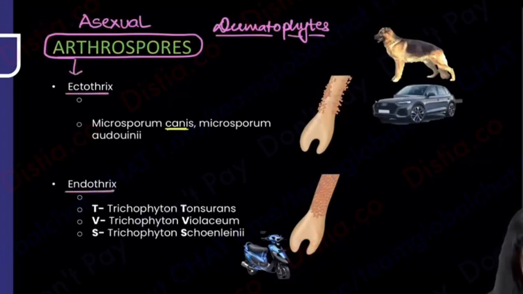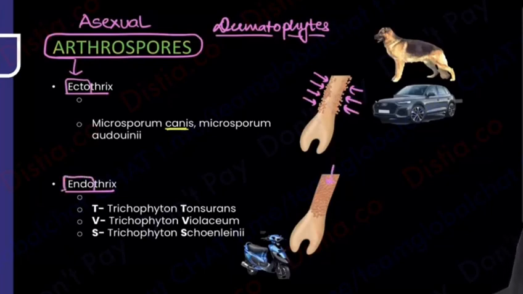Now see, if the arthrospores are outside the hair shaft, it is ectothrix. If you see the arthrospores inside the hair shaft, they are going to be endothrix. So now all that you need to know: if you see the arthrospores outside, it is ectothrix. If you see them inside, they are going to be endothrix. Now you need to know which organisms come under what. Organisms are still the same. TME, Trichophyton, Microsporum, Epidermophyton. Organisms are still the same. Now you just need to visualize them.